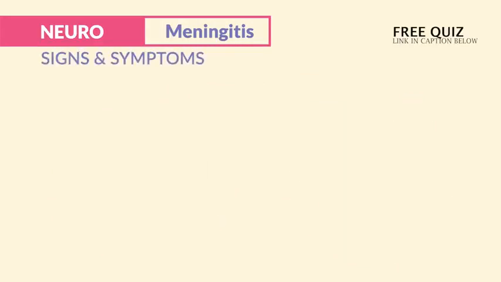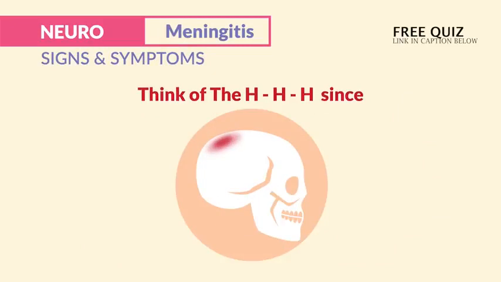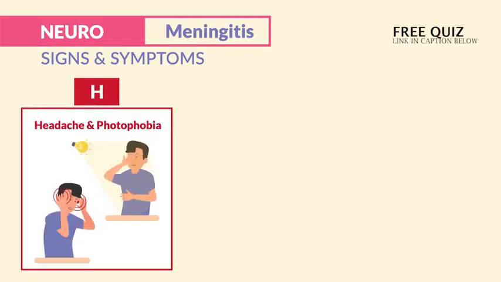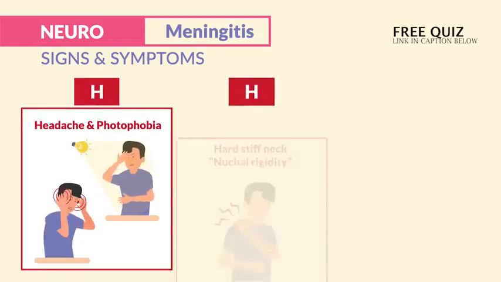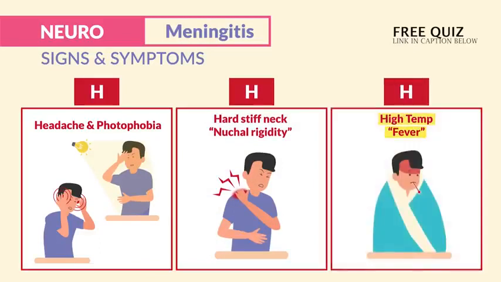Now, the key signs and symptoms to look for, think of the 3 H's, since it affects pressures inside the head. H for headache and photophobia. H for hard neck, known as nuchal rigidity, and H for high temperature. We typically see a high fever due to the infection.